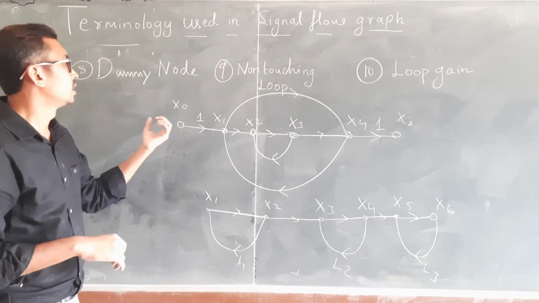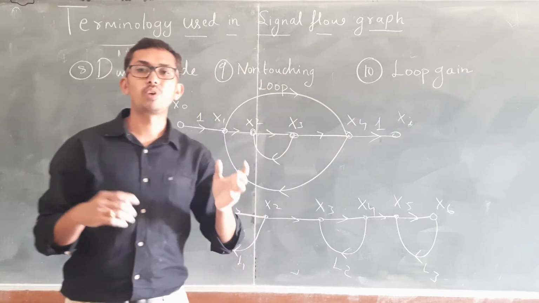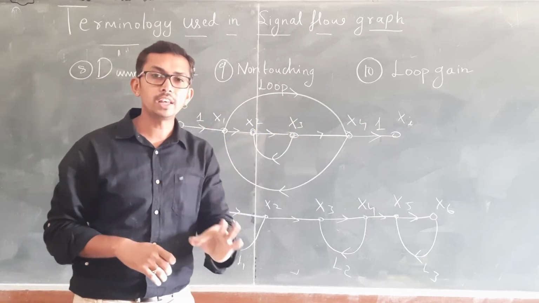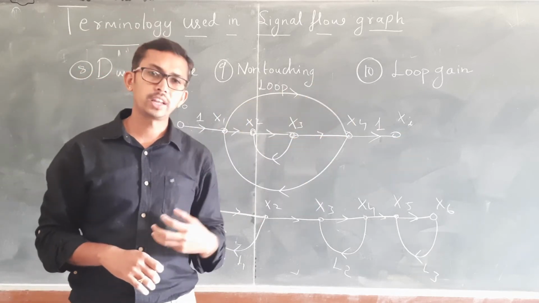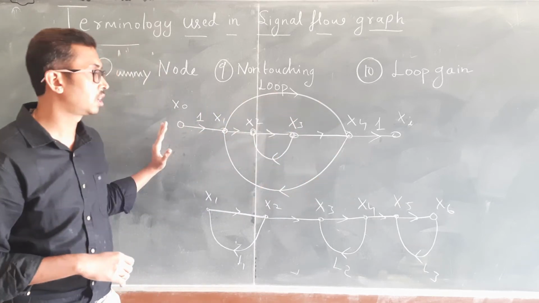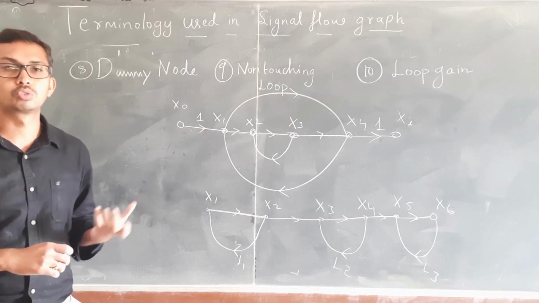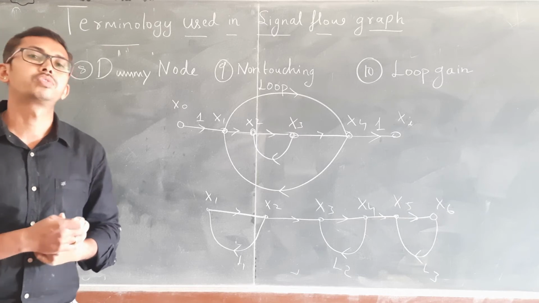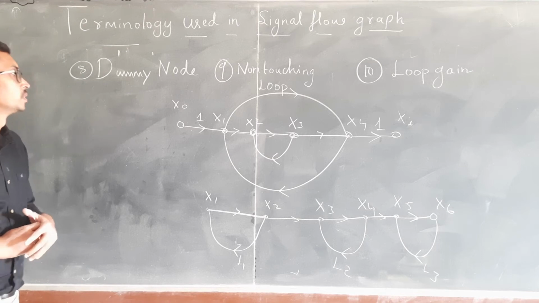So x naught is called the source node, and xi is called the sink node. We add dummy nodes only when we don't have any source node or sink node. To take those as source and sink nodes, we add dummy nodes. The branch gain of those branches will be equal to 1, so there will be no change in the transfer function of the given system. That is about the dummy node.